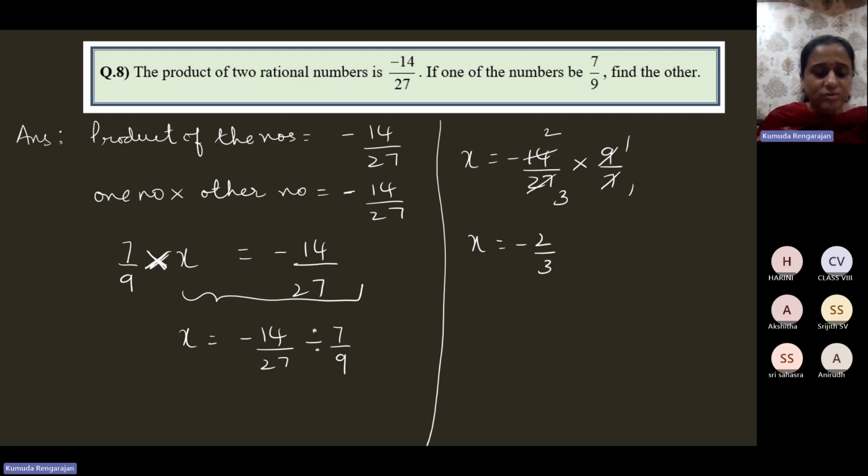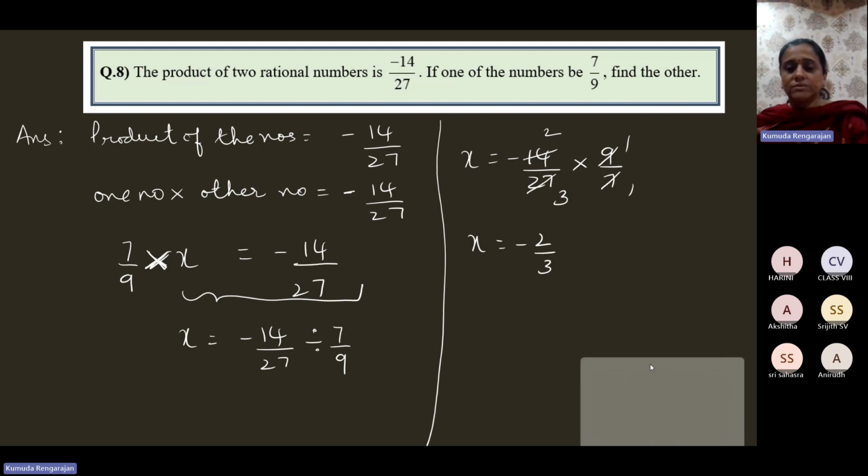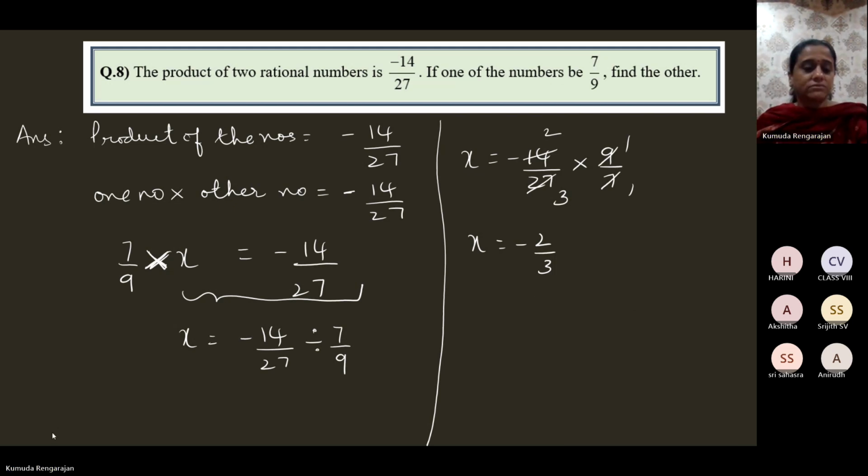Now you have to transpose 7 by 9. It's in multiplication, so to the other side it goes for division, divided by 7 by 9. Then division becomes multiplication, and 7 by 9 becomes 9 by 7, its reciprocal. Simplify. The other number is minus 2 by 3.